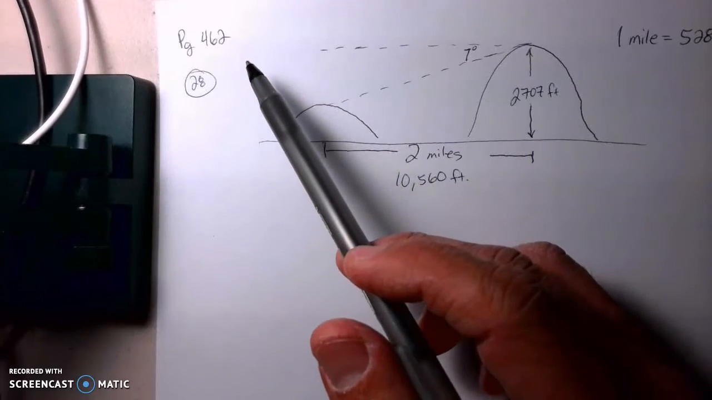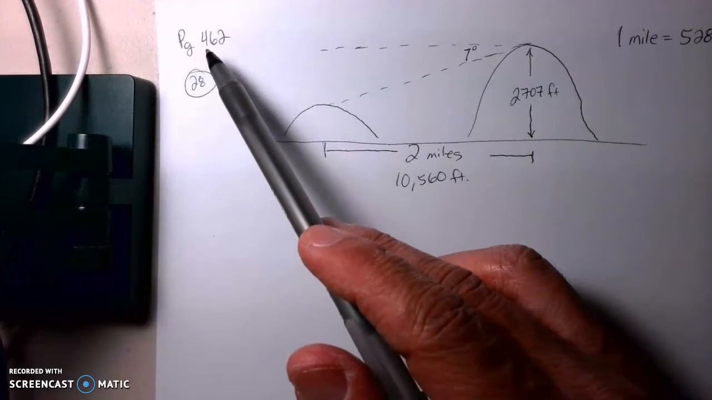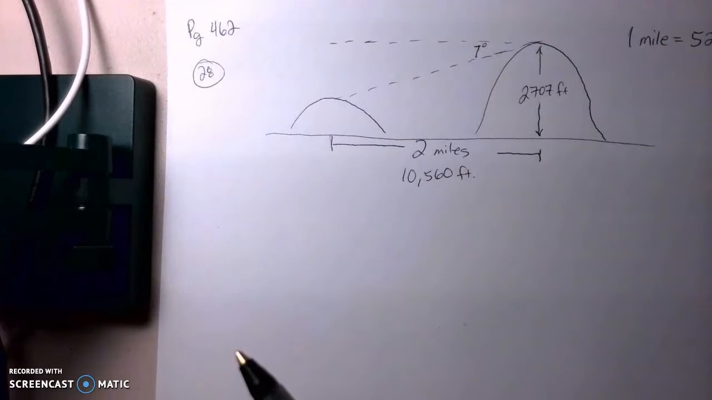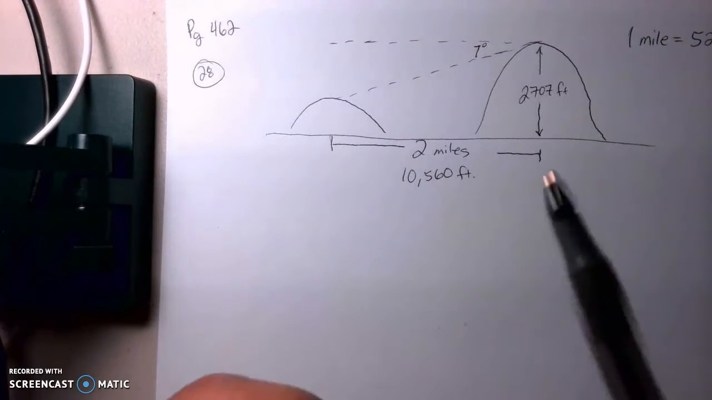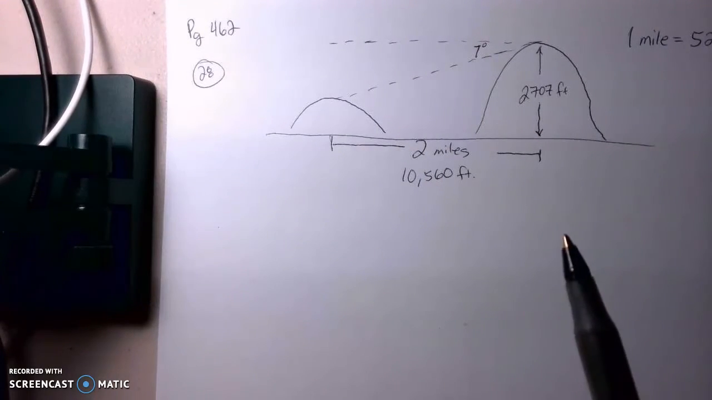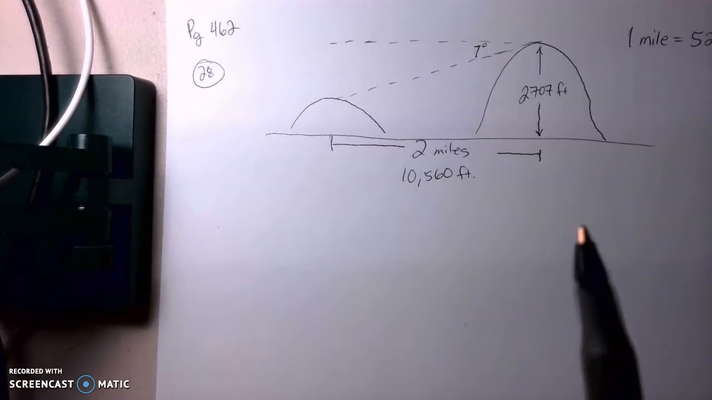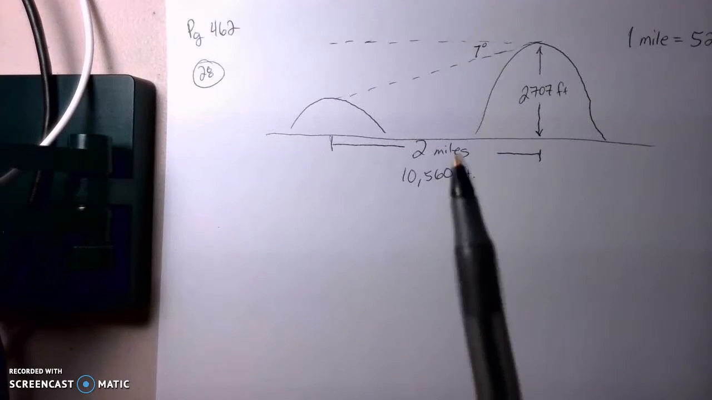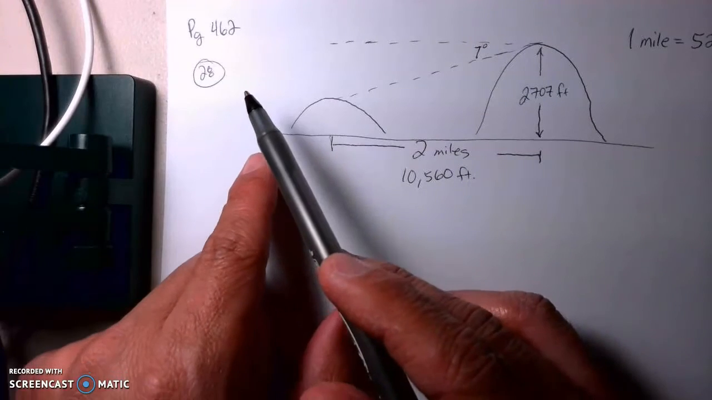Okay, I'm going to do a few of the word problems here from page 462. And with these word problems, all I'm going to do is the basic setup. I'm going to read it and draw the picture. And then I'm assuming you guys can do the sine, cosine, tangent to help solve the problem. So I'm going to start with number 28 here.